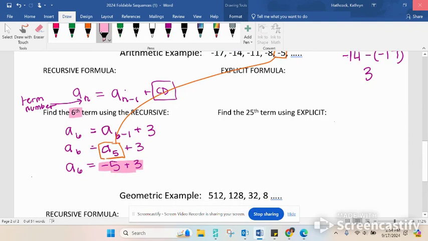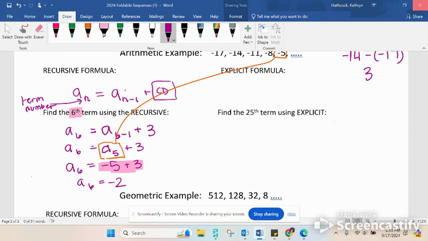Can you put A's in your calculator? No, we cannot. Even if it has an A button, we don't put A's in our calculator. We can't put the 6 in our calculator. We can't put an equal sign. So all you can put in your calculator is negative 5 plus 3. And that will give us A6 is equal to negative 2.